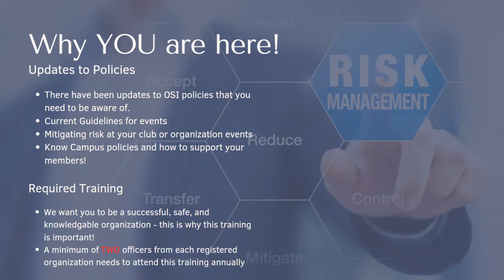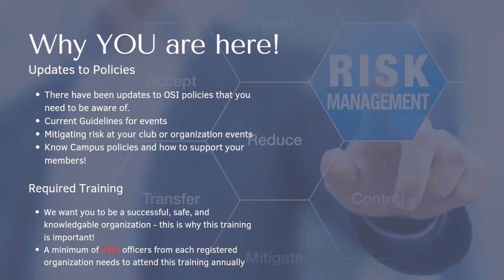So why are you here? We're going to talk about some updates to the policies that the University of California has implemented. There have been updates to the OSI policies that you need to be aware of, current guidelines for events, mitigating risk at your club and organization events, no campus policies, and how to support your members. And this is a required training. So we want you to be a successful, safe, knowledgeable organization. This is why the training is important.